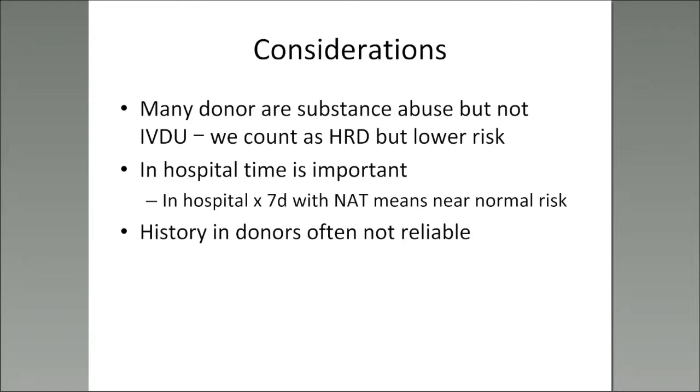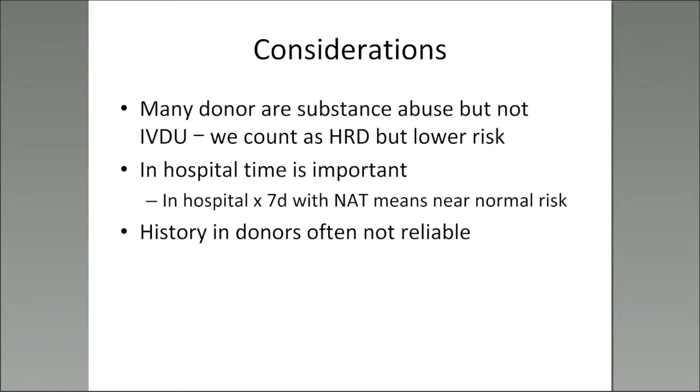The other thing to think about when you get these offers is that many donors are substance abusers, but they're actually not IV drug users. They're cocaine snorters and other types of drug use. We generally count those as increased risk donors, but actually they're at much lower risk than an IV drug user is. Also, it's important to always ask how long the donor's been in hospital. For example, if the donor's been in hospital for 7 days, and usually that means they haven't used IV drugs for 7 days, then if the NAT is negative, this means it's a near normal risk, because if you remember, the window period for NAT is 7 days.